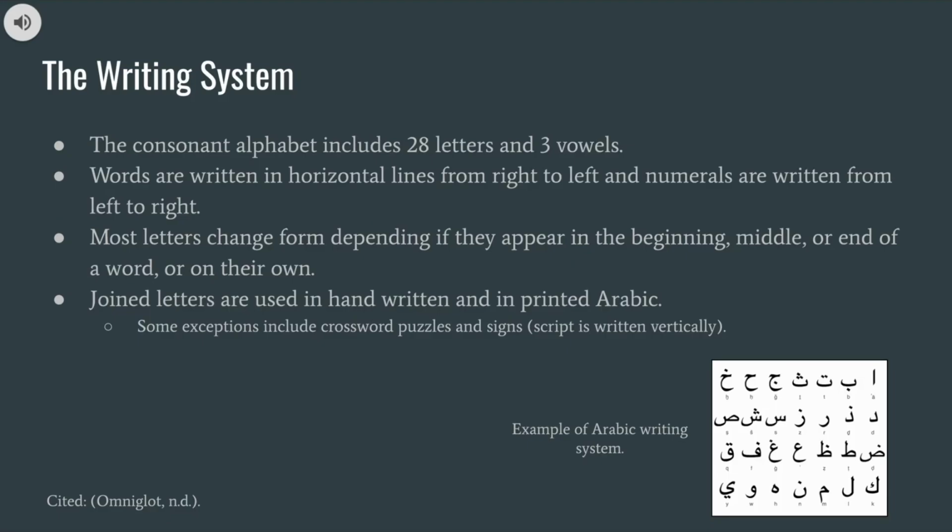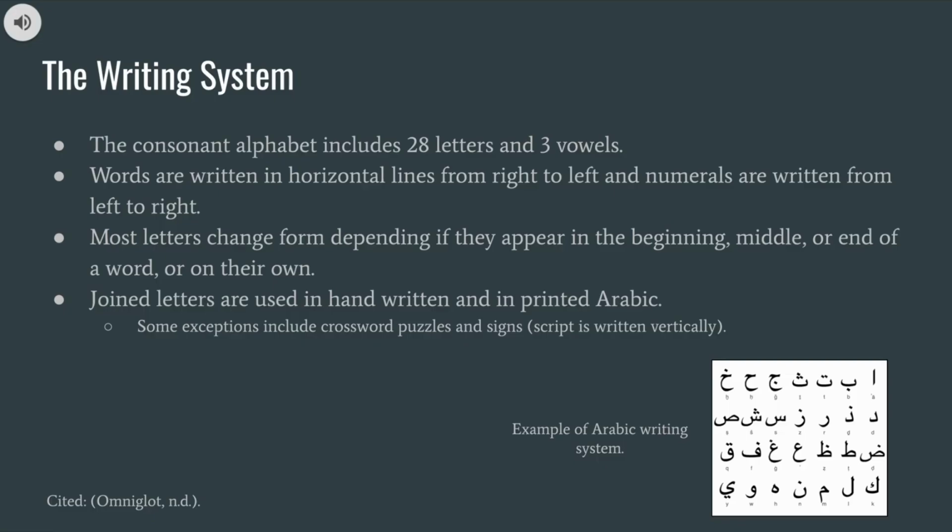The consonant alphabet has 28 letters and 3 vowels, including long and short vowels. Some additional letters are used when writing place names or foreign words, which contain sounds that do not occur in Standard Arabic. Words are written from right to left, while numerals are written from left to right. Most letters can change form depending on whether they appear at the beginning, middle, or end of a word, or on their own. There are also joined letters used in handwritten and printed Arabic.